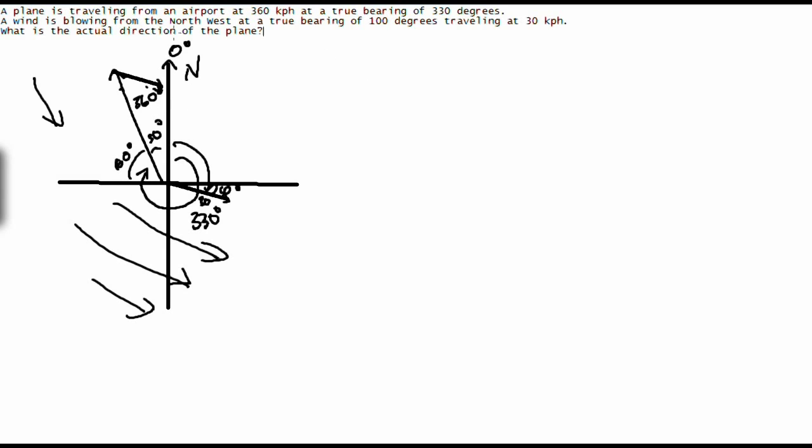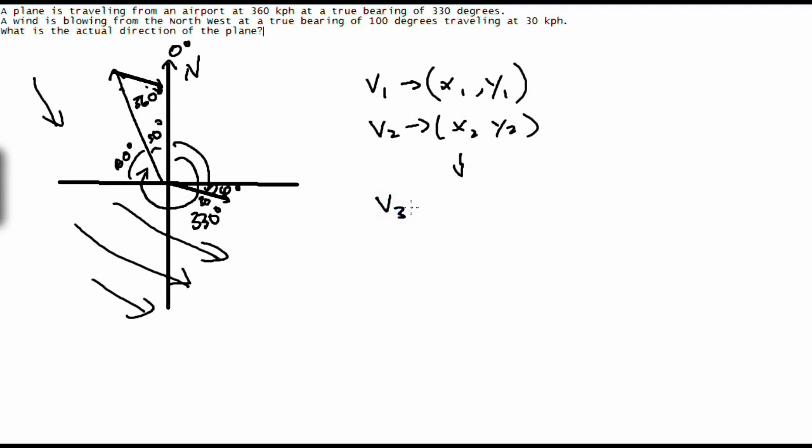So let's just try to do that. To add two vectors, remember, if vector 1 is x1, y1, and vector 2 is x2, y2, it should be pretty self-explanatory. The new vector, v1 plus v2, is just equal to x1 plus x2, y1 plus y2. So that's what we're going to do here. First, let's find the equation of the first vector, the vector of the plane.